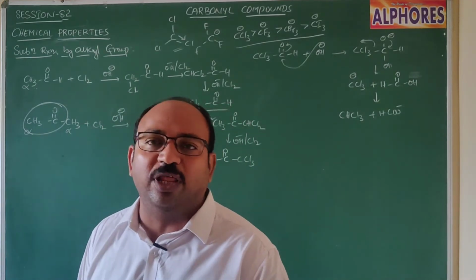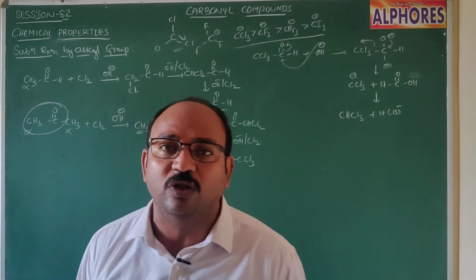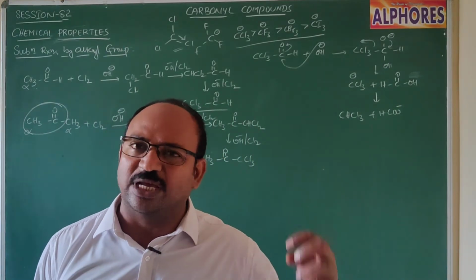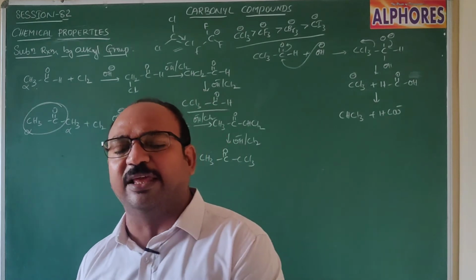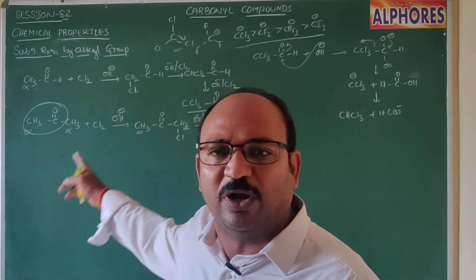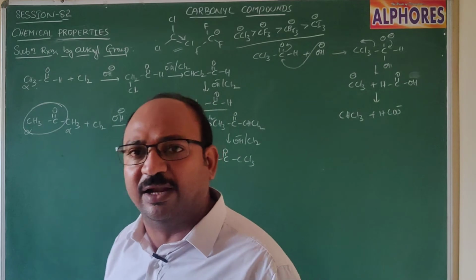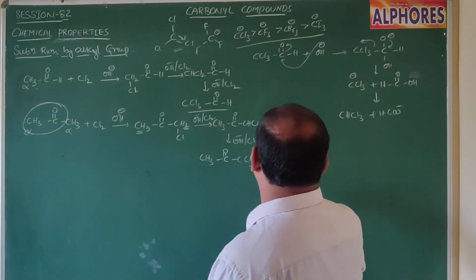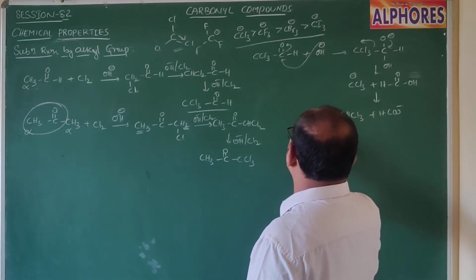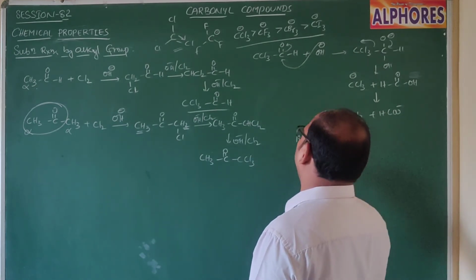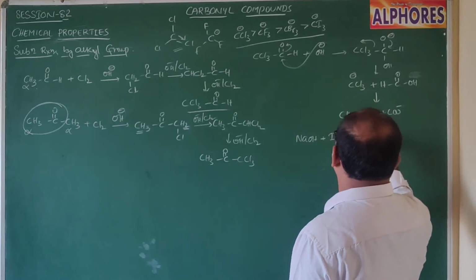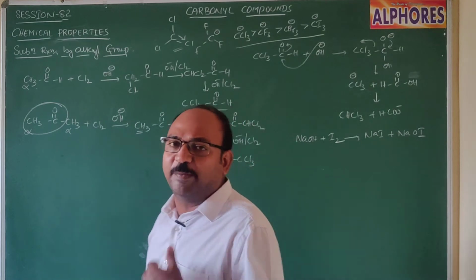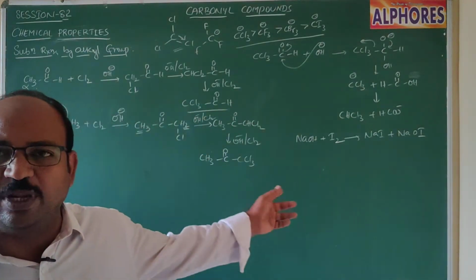And not only carbonyl compounds, alcohols also, those alcohols which upon oxidation give acetaldehyde, and those alcohols which upon oxidation give methyl ketones, such alcohols also respond here for the iodoform test. And in general for the iodoform test, not only alkali and halogen, here we are going to use NaOH, means alkali, and I2. NaOH plus I2 gives rise to NaI plus NaOI, and NaOI readily participates in the reaction for displacement.